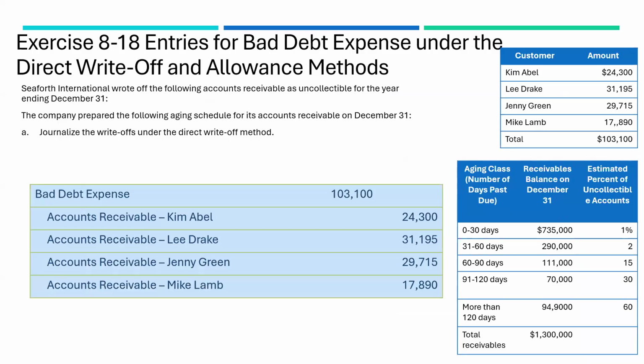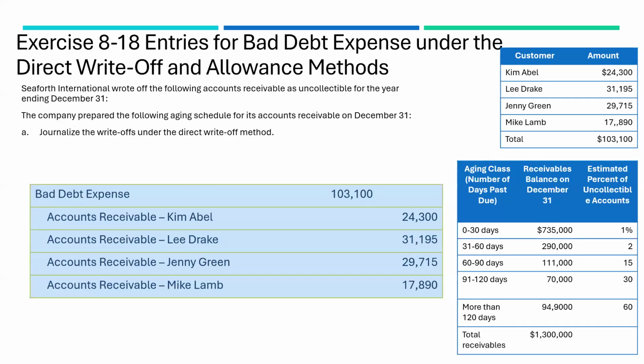So under the direct method, our approach is to write off each of these amounts, all four accounts. We just directly credit accounts receivable subledger for each of those, and then debit bad debt expense for the total of 103,000. And then at the end of the year, there's no entry. So our bad debt expense for the year is 103,000, and that's what impacts our income statement.